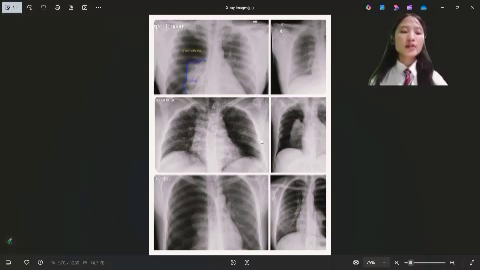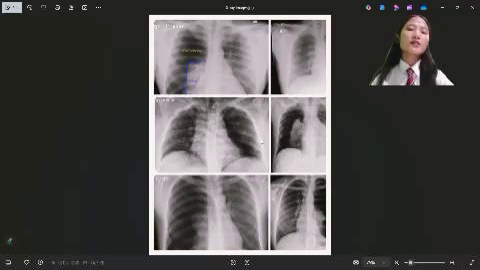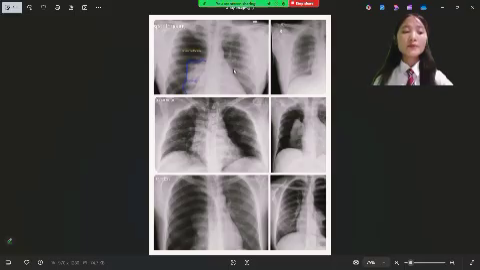Now, the first one is spontaneous pneumothorax, and as you can see, on the X-ray view it appears as a very thin, sharp line separating the collapsed lung from the chest wall.